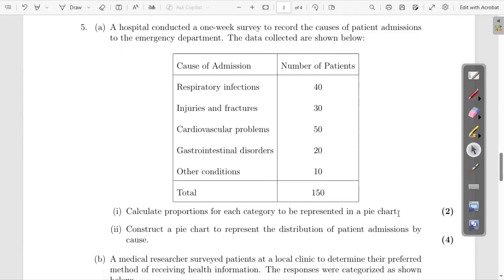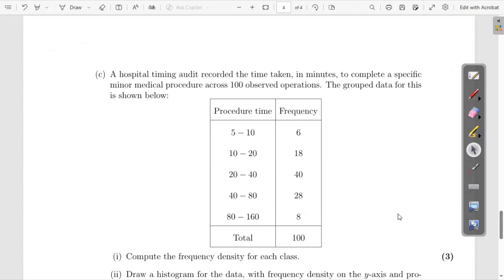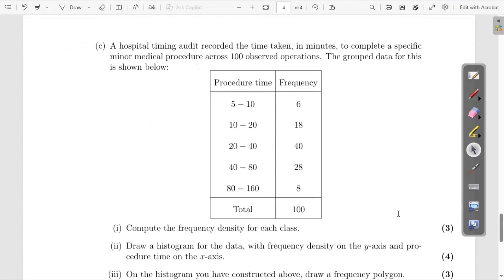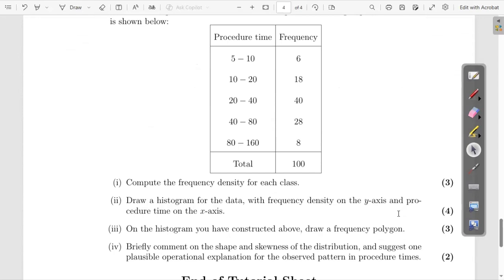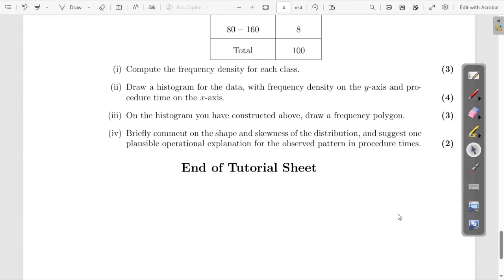So the frequency density is simply the frequency divided by the class width. So like this question here, we'll just be making the histogram with the frequency density. We'll also talk about the frequency polygons. The frequency polygons are just easily gotten from the histogram. And then we'll end with the real life interpretations of whatever we'll learn here, like the patient recovery times using statistics, admission courses, procedure times, health information, and the like.